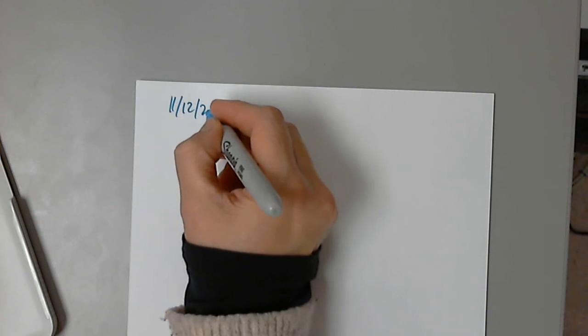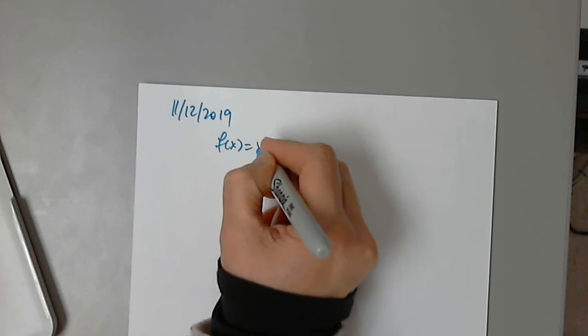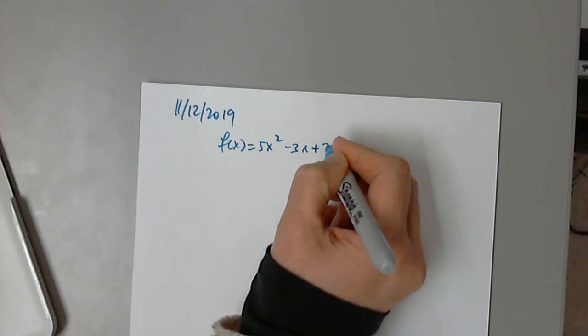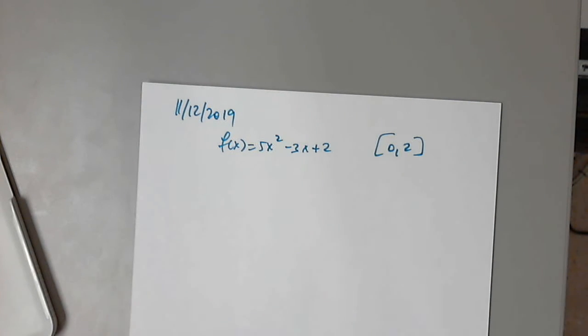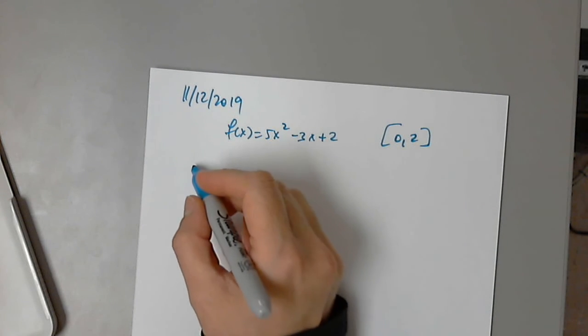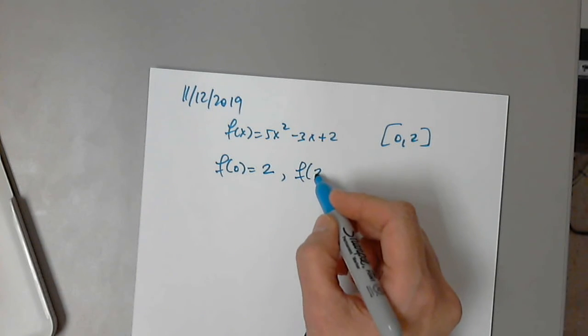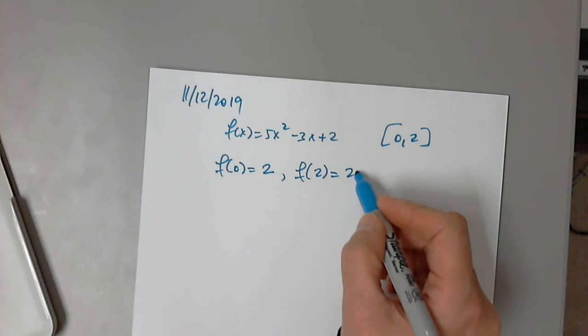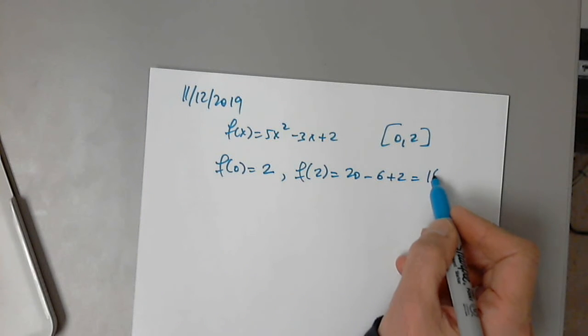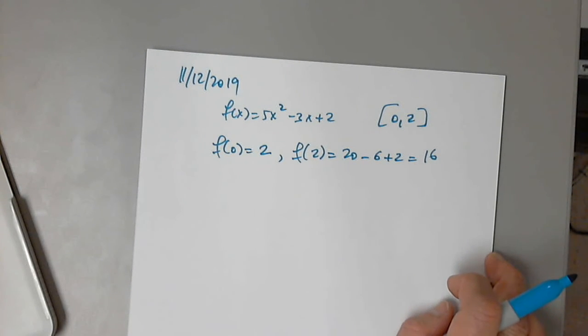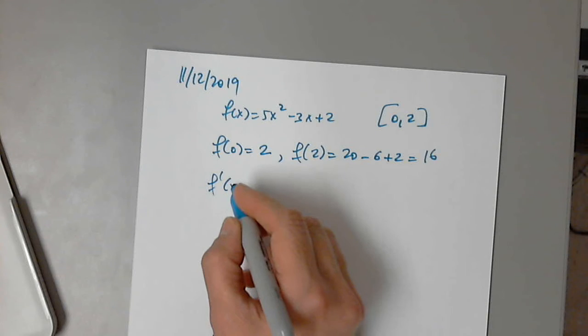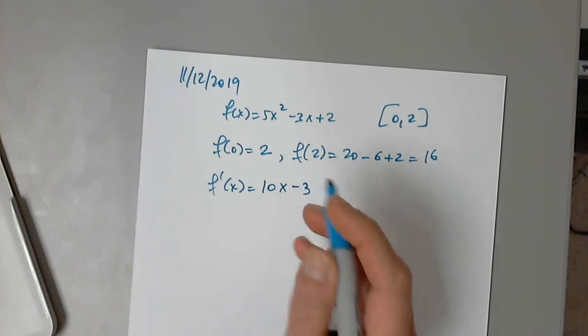f of x equals 5x squared minus 3x plus 2 on the interval 0 to 2. And we have to find all numbers c that satisfy the conclusion of the mean value theorem. So what we have to do first of all is find f of 0, which we know is 2. We have to find f of 2, which is 20 minus 6 plus 2. I think it's 16. Then we have to find f prime, which is 10x minus 3.